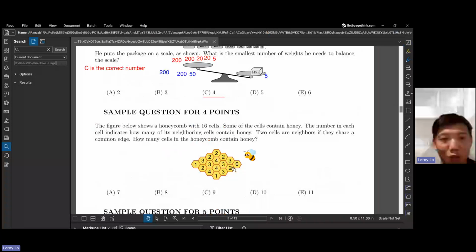Take a look. This one has 3, which means out of these 4 surrounding, 3 need to have honey. We already have 1, so we need 2 more. So this 4 has honey, and then this 1 has honey. Okay, so this one means 1 out of 3 needs to have honey. We already have 1 honey here, so we know this 4 doesn't contain honey on this cell.